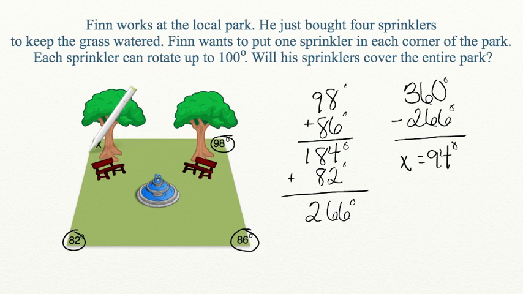Since our missing angle is only 94 degrees and is less than 100 degrees, we know that Finn's sprinklers will be able to cover each angle of the park because none of our angles are larger than 100 degrees.